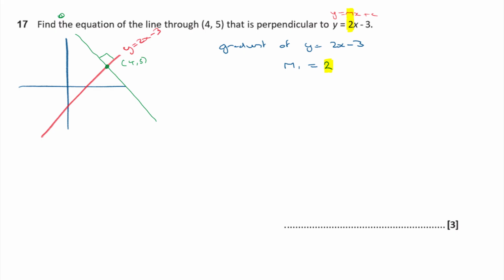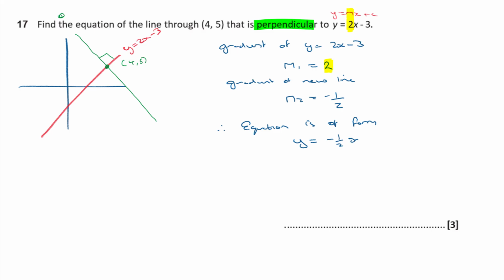Now, if it's perpendicular, then the gradient of the new line, m2, is going to be the negative reciprocal of that, isn't it? Take that number, flip it over and put a minus sign in front of it, because that's always the case for lines that are perpendicular. One is the negative reciprocal of the other. Okay, so therefore the equation of this new line is of the form y is equal to m2, which is minus a half x plus c, some y-intercept that I need to go on and find.